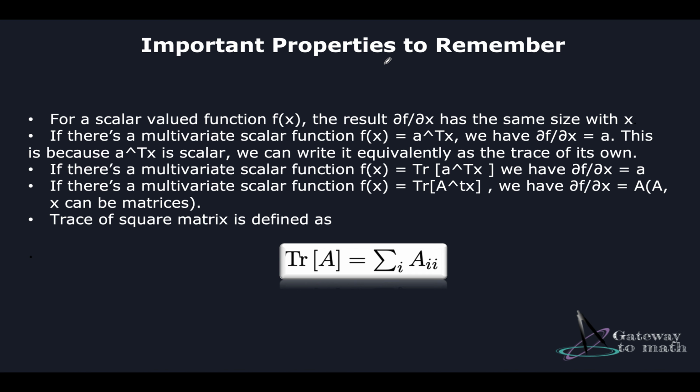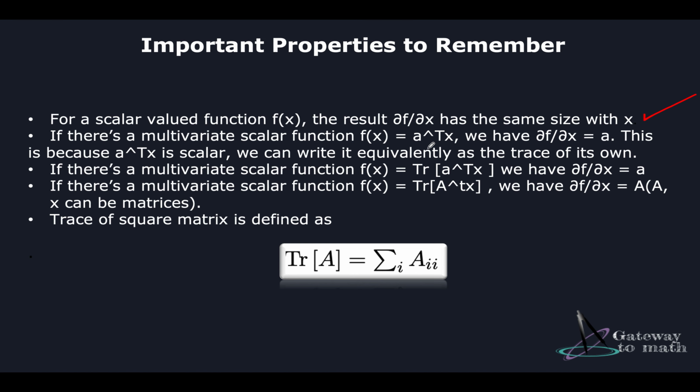Some very important points to remember. For a scalar valued function f of x, the result del f upon del x has the same size as x. We've already seen this point multiple times in the past few examples. If there's a multivariate scalar function f of x equals transpose of a times x, we have del f upon del x equals a. We've also seen this just in the previous slide. This is because transpose of a times x is scalar, and we can write it equivalently as the trace of its own value. Okay, so keep this in mind.